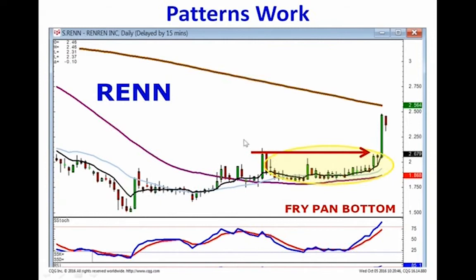If we're looking at patterns, there's our fry pan bottom. Notice what we have right here at the breakout, a doji bullish confirmation. We can be buying. Now remember, we're usually looking for buy signals that occur with stochastics in the oversold area. We're usually looking for a fry pan bottom or a J-hook pattern breakout when our stochastics are already in the overbought area.